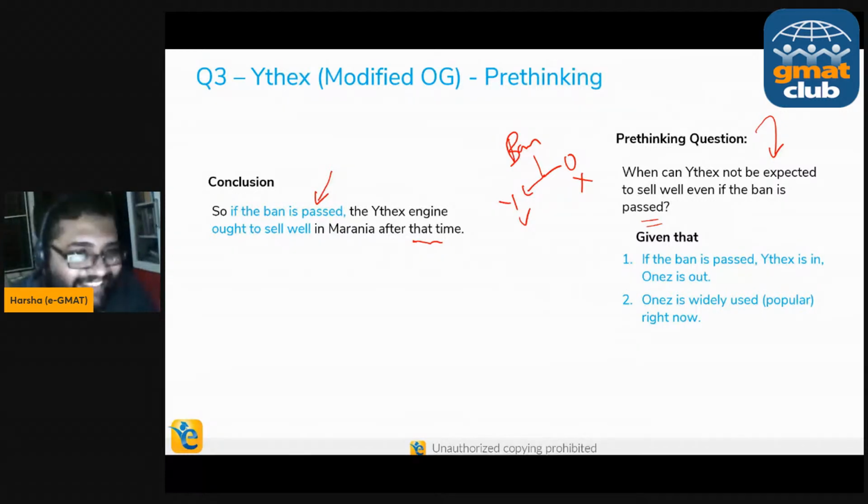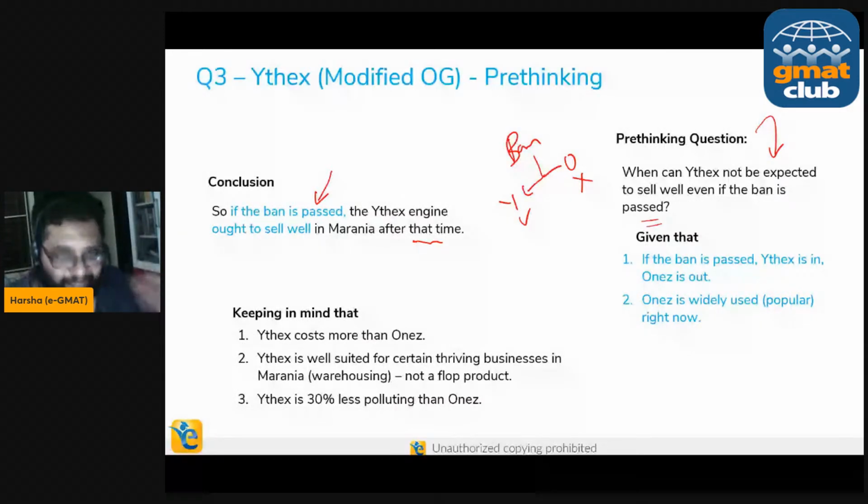That is the logic. Now this is really how you attack CR. You're figuring out the real logic, figuring out how to break those conclusions. Now, remember, you always have to keep in mind the information that you have understood.